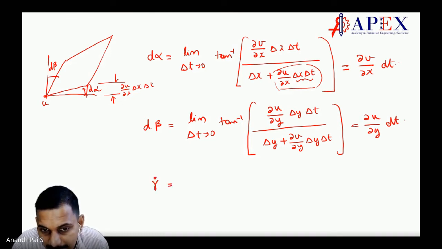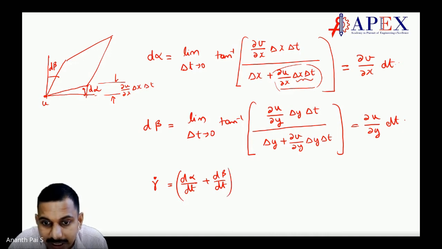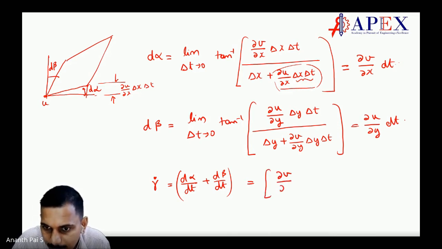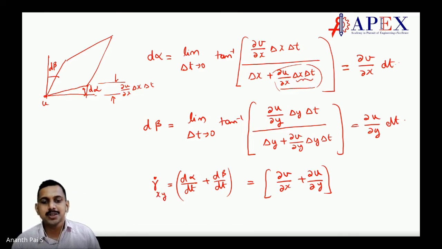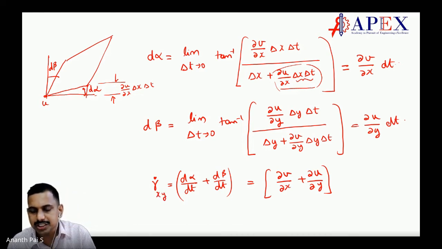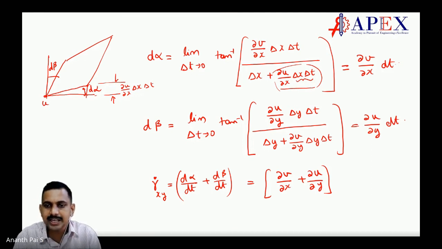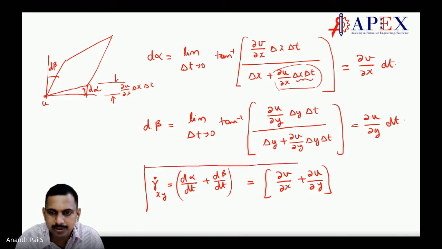So what is the total shear strain rate? Shear strain rate is d alpha by dt plus d beta by dt. We know that d alpha is this, d beta is this, and dividing by delta t, by dt, what remains is dou v by dou x plus dou u by dou y. This was in the xy plane, very important. So gamma dot, the rate of shear strain in the xy plane, is given as dou v by dou x plus dou u by dou y. Very, very, very important, students.